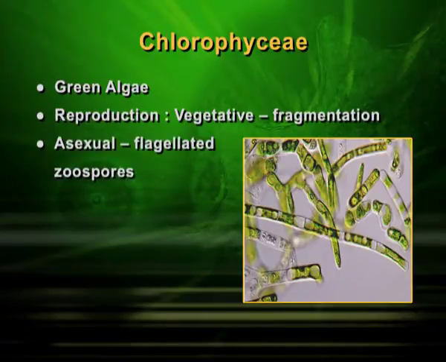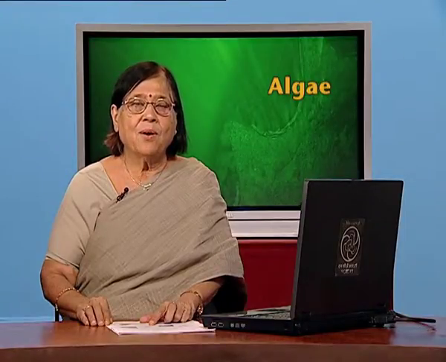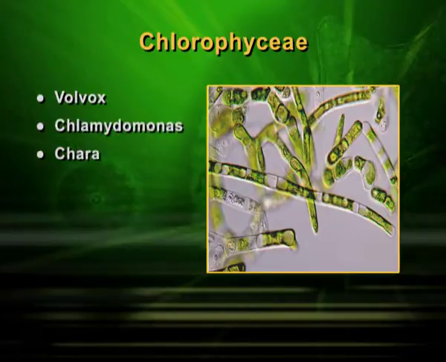Asexual reproduction is possible by production of zoospores which are flagellated. If a zoospore is flagellated, that means it is motile. So, we can say that asexual reproduction is by motile zoospores. And sexual reproduction is isogamous in some species, anisogamous in some species, or oogamous in some other species. Good examples of class Chlorophyceae are Volvox, Chlamydomonas, Chara, Spirogyra and Ulothrix.